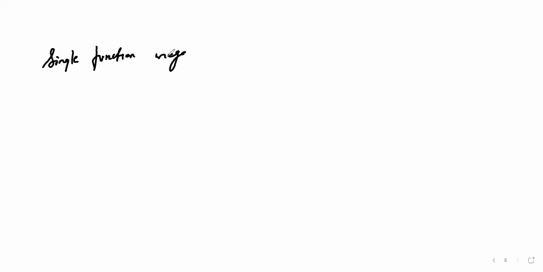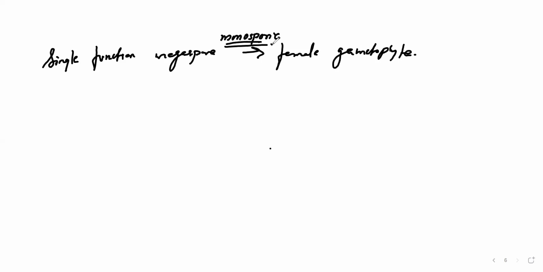Now this single functional megaspore is only going to develop into what? The female gametophyte. Right? So only a single megaspore is going to develop into a female gametophyte. So this kind of development is termed monosporic development. Monosporic. Important one. Monosporic development.